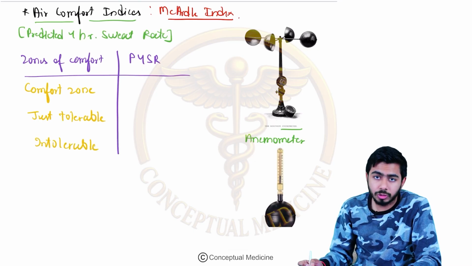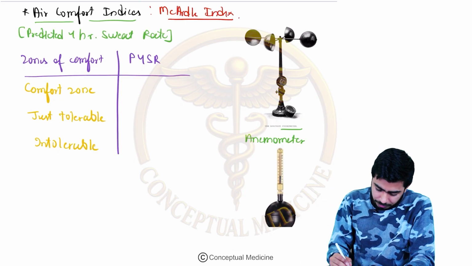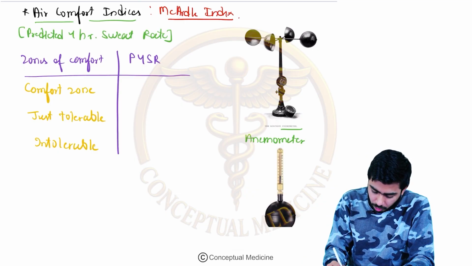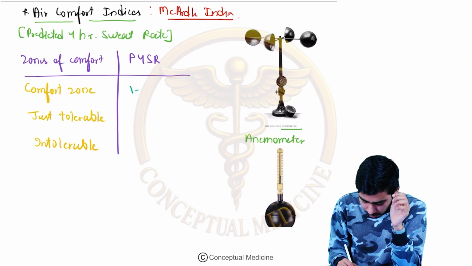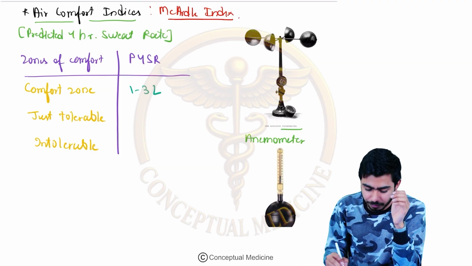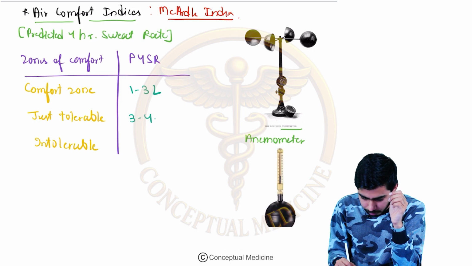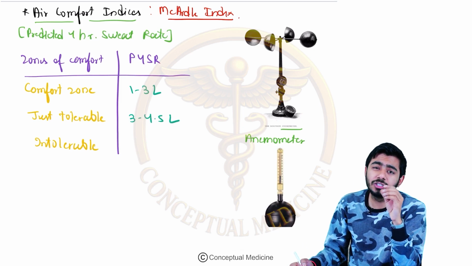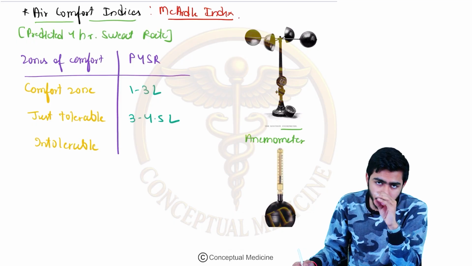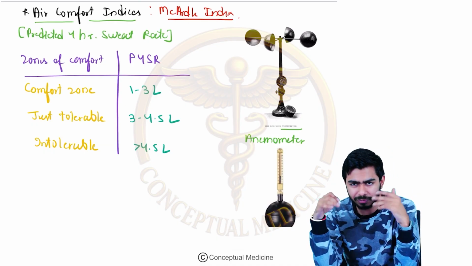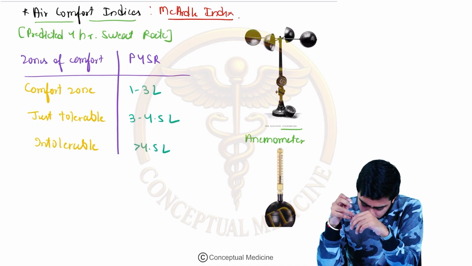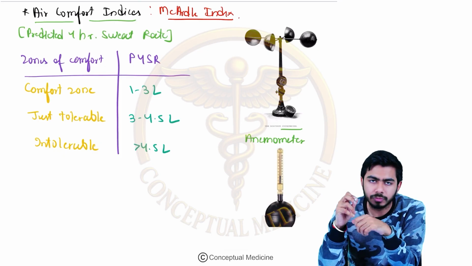The comfort zone is when the predicted 4-hour sweat rate is between 1 to 3 liters. If it is between 3 to 4.5 liters, then it is just tolerable. And it is intolerable if it is more than 4.5 liters. That will be called the intolerable zone.